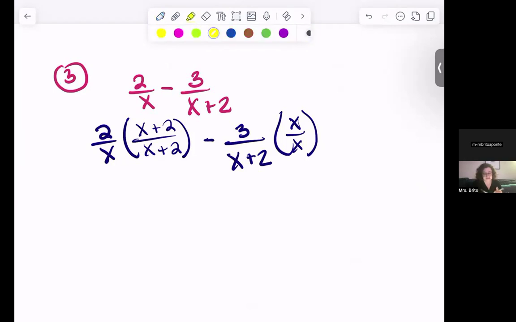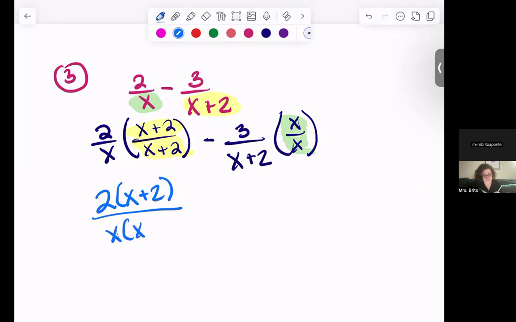So here's what I did. I took that denominator of the second one and multiplied by it on the first one. And then I do want green. I took that first denominator and multiplied it on the second term. Now I can multiply across. 2 times x plus 2 over x plus 2, minus 3x over x times x plus 2. Look at that. Common denominator.